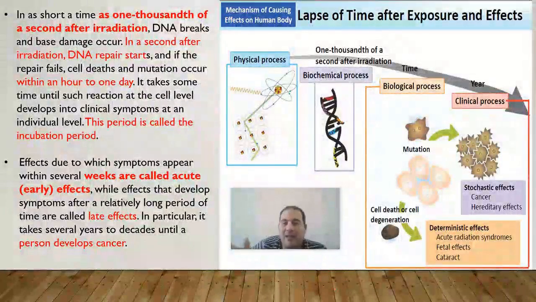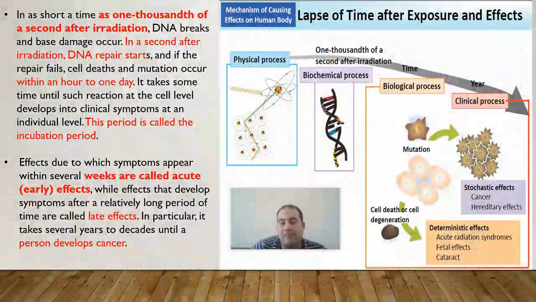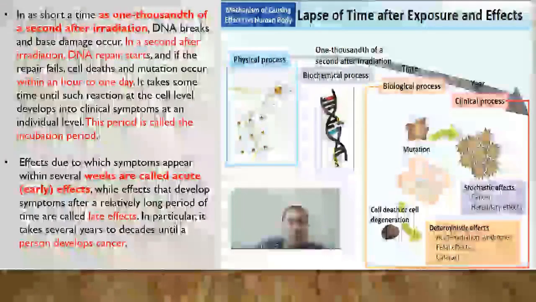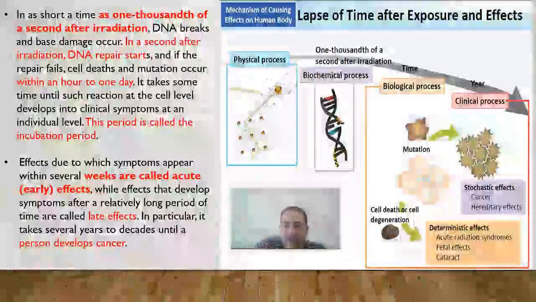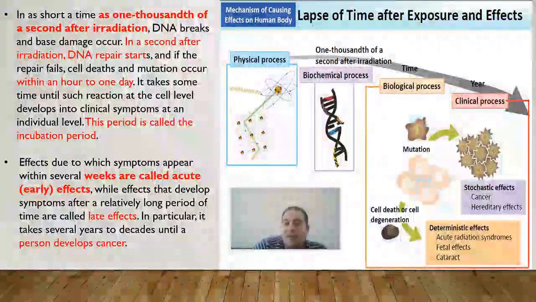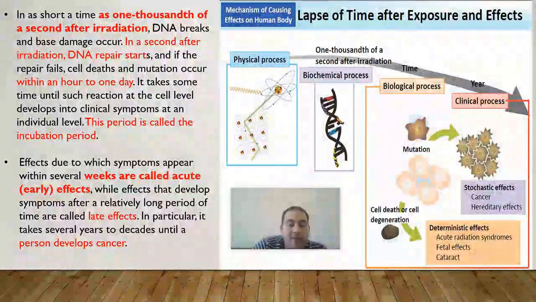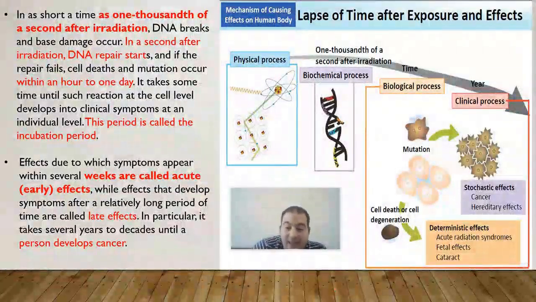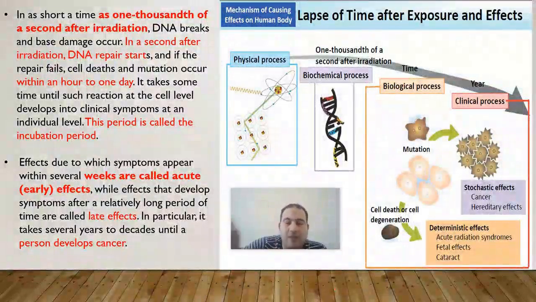The period I am talking about is the limit of the occurrence of clinical symptoms. For example, it could be an acute effect, which I call the early effect, such as deterministic effects leading to cell degeneration or cataract. This period is the incubation period, and the effect, especially with stochastic effects, can take years to manifest, leading to cancer or hereditary effects, especially when discussing the mutations that occur.